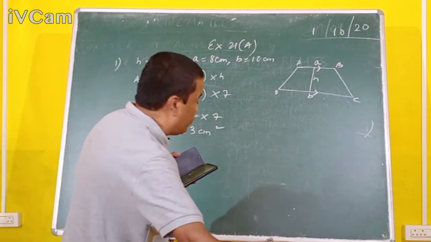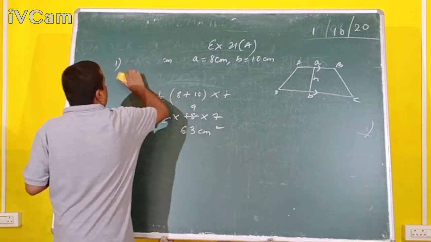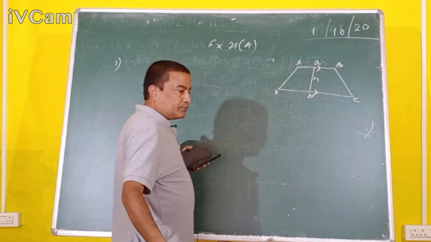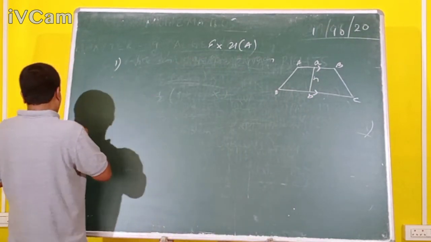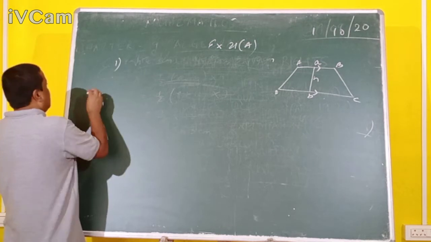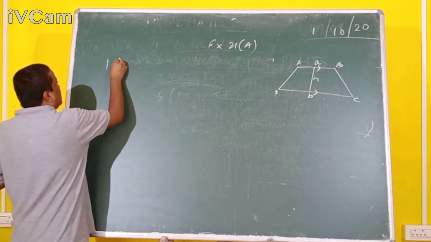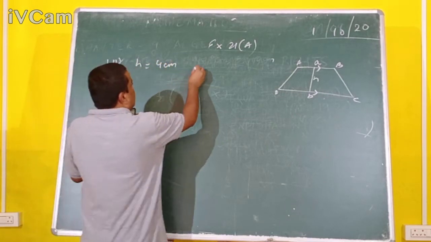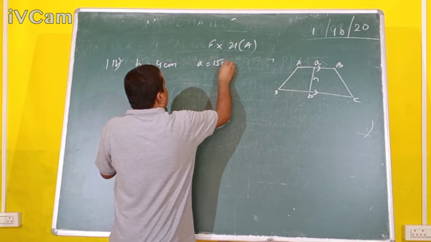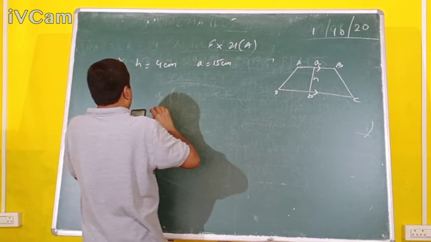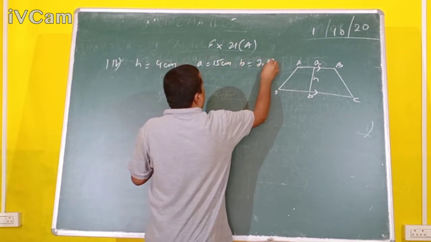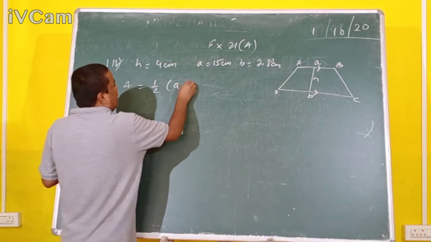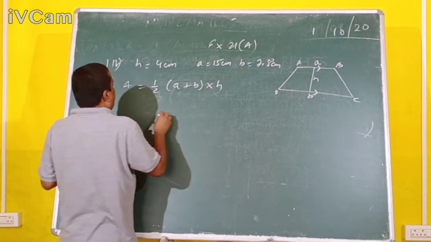Similarly, question number 1, part 4. Again, this is from trapezium. Height is given as 4 centimeter. Two parallel sides: A is 15 centimeter and B is 7.8 centimeter. Apply the same formula. Half into (A plus B) into height.